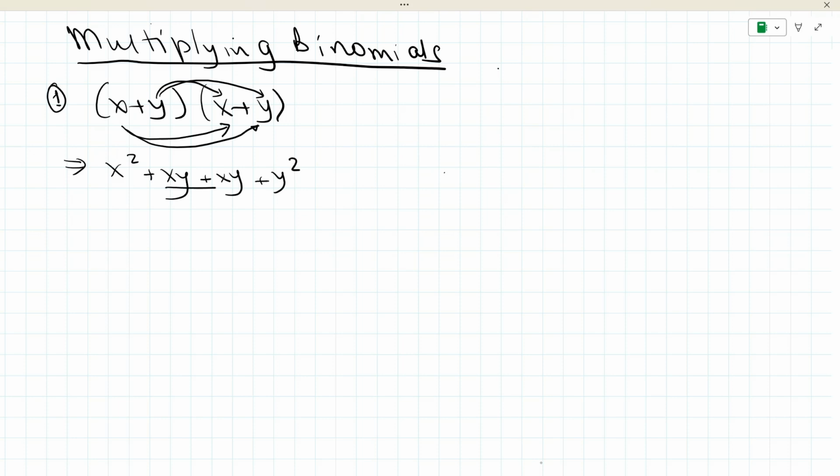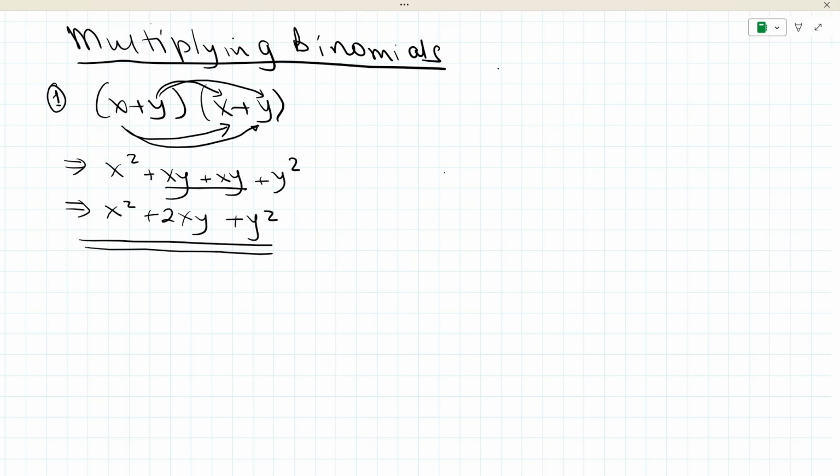So since these two are similar, this expression then becomes x squared plus 2xy plus y squared. And that will be our answer.